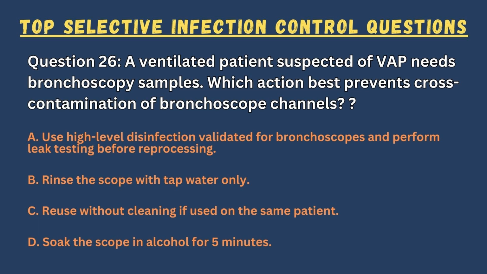Question 26. A ventilated patient suspected of VAP needs bronchoscopy samples. Which action best prevents cross-contamination of bronchoscope channels? A. Use high-level disinfection validated for bronchoscopes and perform leak testing before reprocessing. B. Rinse the scope with tap water only. C. Reuse without cleaning if used on the same patient. D. Soak the scope in alcohol for 5 minutes.